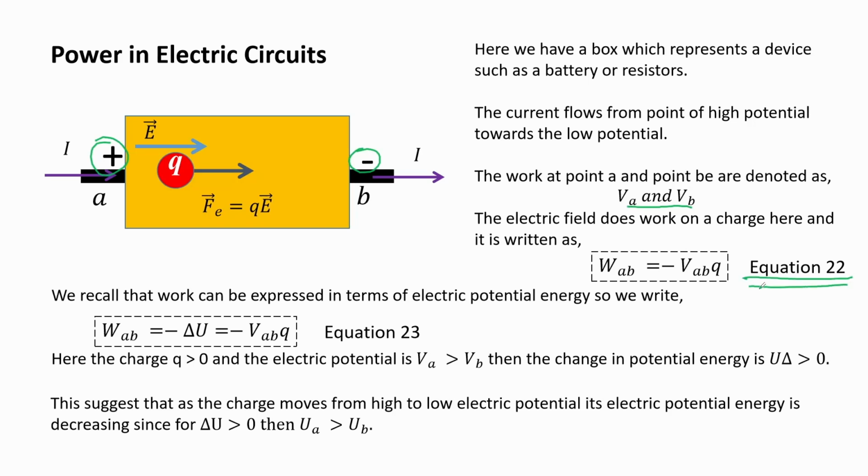The work equation can be expressed also in terms of the negative change of electric potential energy as shown in equation 23. For this case, the charge is positive and the electric potential shows that the change is also positive, so that means the change in electric potential energy is also positive. This suggests that as the charge moves from high to low electric potential, its electric potential energy is decreasing, since for the change in electric potential energy to be positive, then the electric potential energy at point B is less than that at point A.